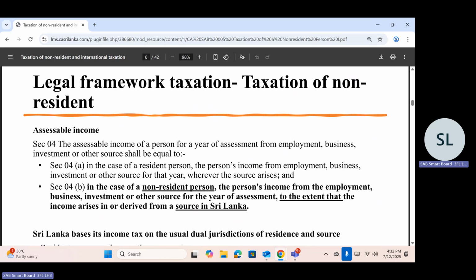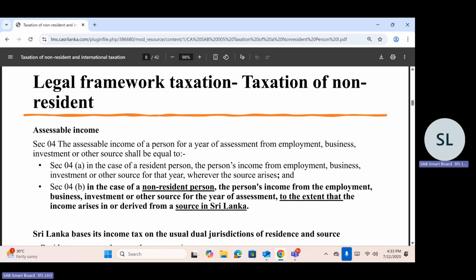So you remember, in the case of a resident person, the person's income from employment, business, investment or other sources for that year, wherever the source arises, we are not bothered about where that income is generating. It could be Sri Lanka, it could be India, Africa, USA, Australia, wherever the source. Right? So it's a very wide definition, not bothering about where that income is generated.